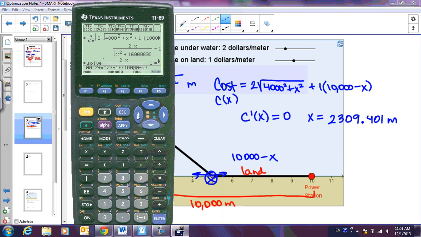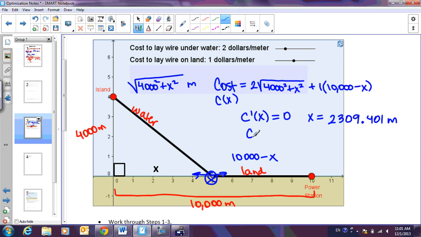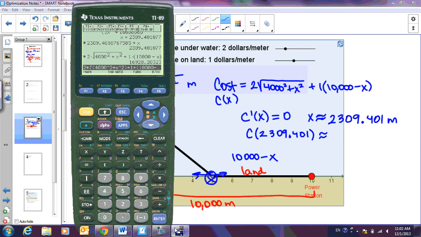Whoops. It does not like it when I hold down that key. Okay, so I got to take out this DF because I don't want to do the derivative again. In fact, if you plug 2,309 back into the derivative, you're always going to get 0. I want to plug it back into the original. In other words, I want to find C of this 2309.401, but I want to do it without the rounding. Really we should still be doing this because my answer is still not completely accurate.